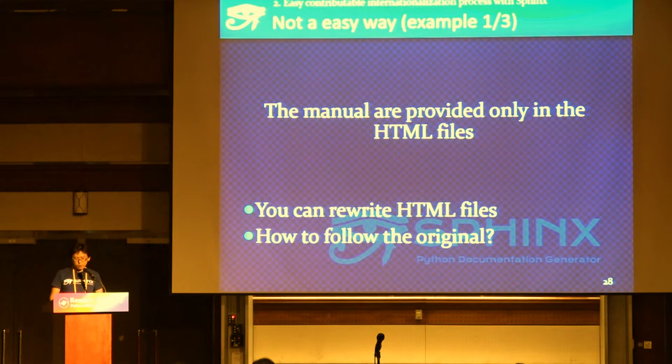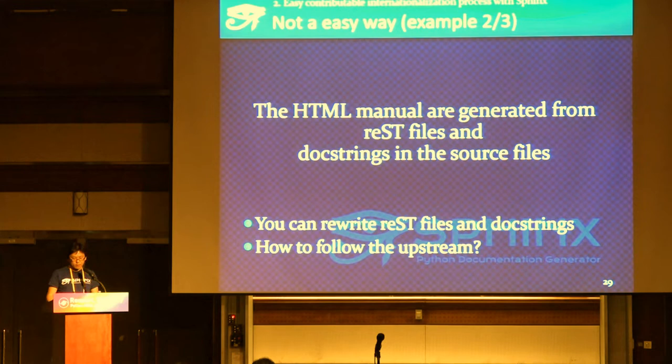Second example, when the HTML manuals are generated from reStructuredText files and docstrings in the source files, you can rewrite the original files to translate it. But this approach has three problems. One is you must be careful to maintain the reStructuredText structure. Second, it's hard to divide translation tasks among a number of volunteer translators. And third, it's hard to follow the upstream document source that is frequently updated.